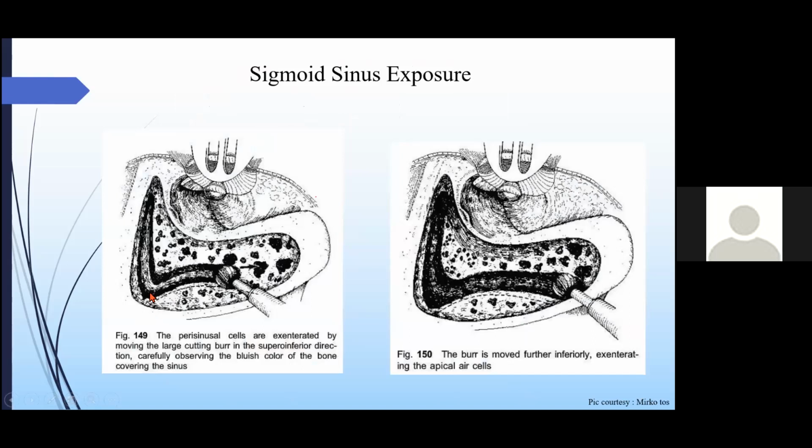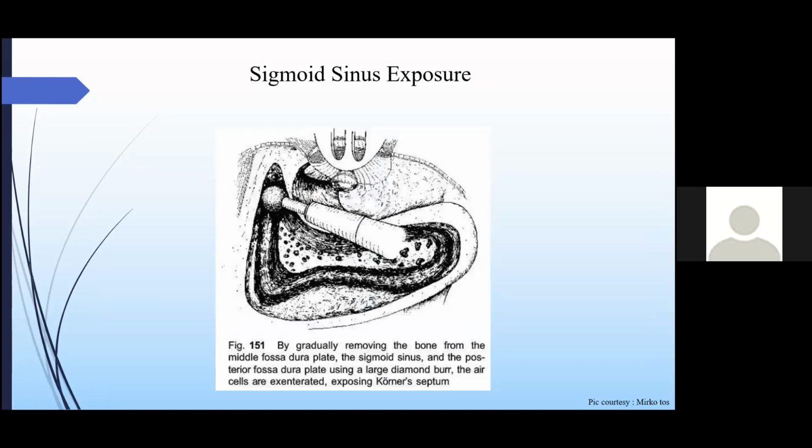So we have started drilling from the sinodural angle, the posterior limit where the tegmen exposure has reached, and we are drilling now in an inferior direction along the curvature of the sigmoid plate. Keeping in mind, we are using the largest possible burr, a 6 or 7 mm cutting burr, drilling with the side of the burr along the axis of the sigmoid plate, with copious irrigation and minimal or no pressure. And the cells are exenterated when we have to go towards the tip.